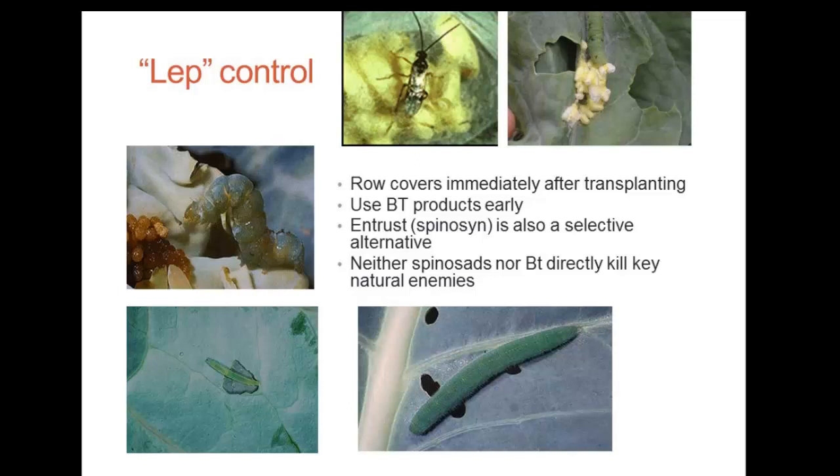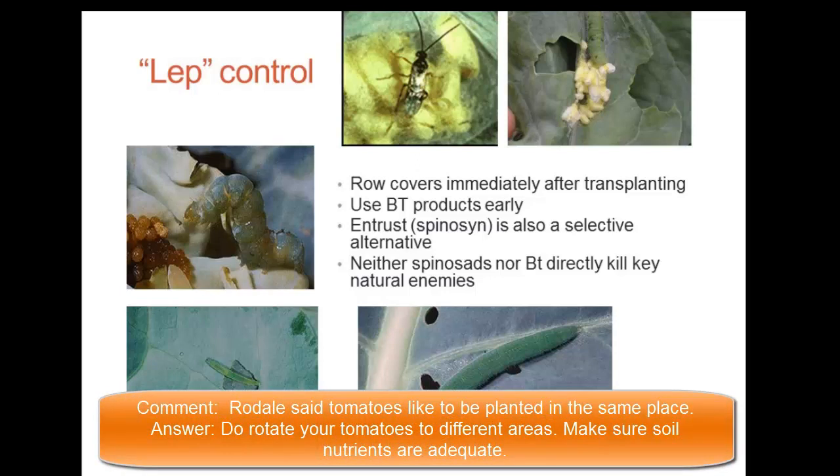Entrust also works, and the reason these are preferred compared to, say, using Pyganic or using Neem is that, number one, they work better. Number two, they don't, in fact, control the parasitic wasps or the other insects that are feeding on imported cabbage worm or diamondback moth or cabbage looper. Entrust has a little toxicity to certain things like lacewings, but in general, you like them because they kill what you're after, but they don't hurt much of anything else.